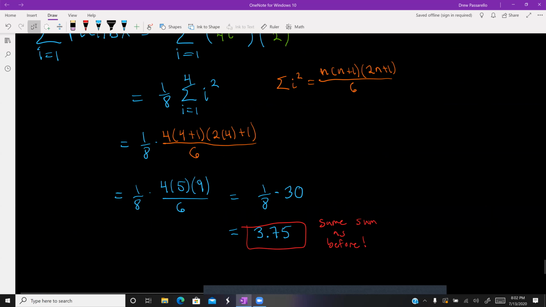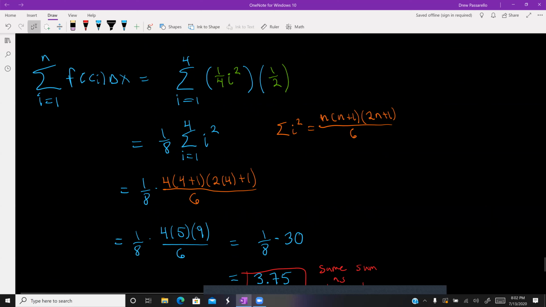All right, so that gives you more information on a general Riemann sum. In the next video, I'm going to go into the definite integral, and then after that, I'll go into actual examples where we find these Riemann sums and definite integrals.